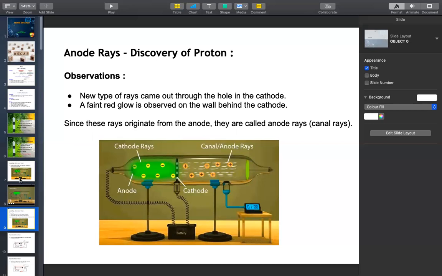Any doubt? So since these rays originate from anode, they will be called as the anode ray or canal ray. Copied? Guys, could I move to next thing?